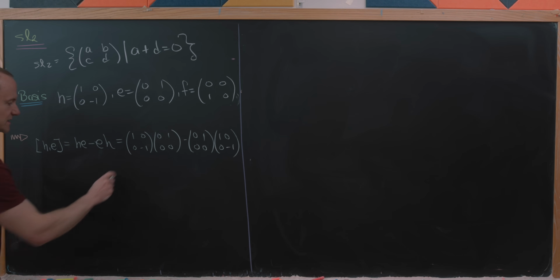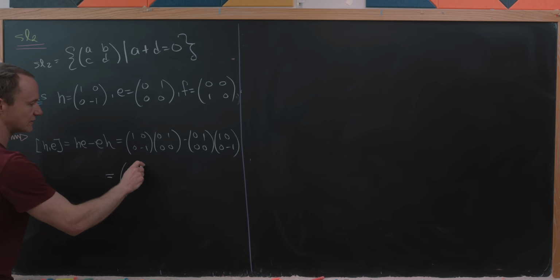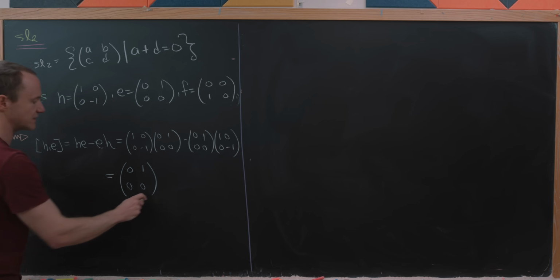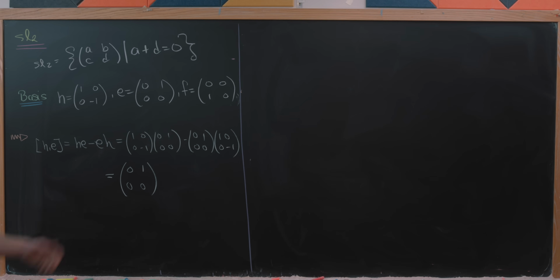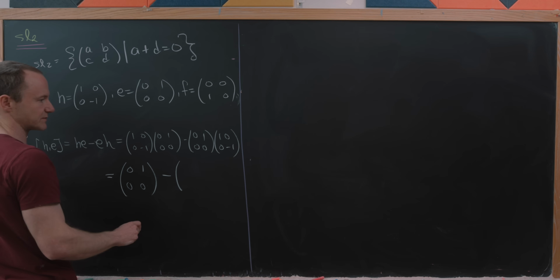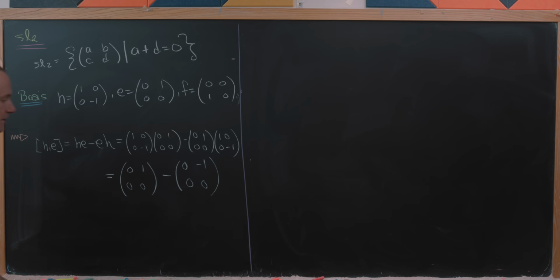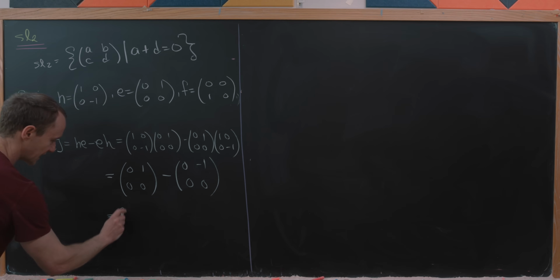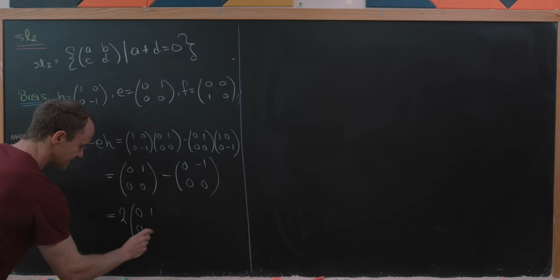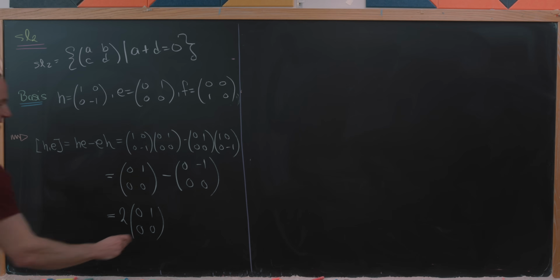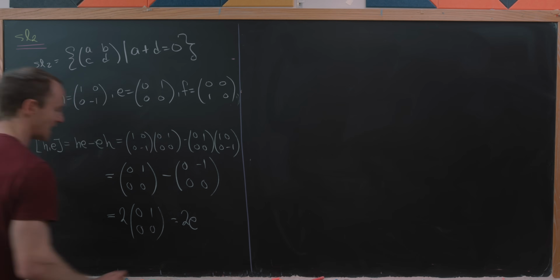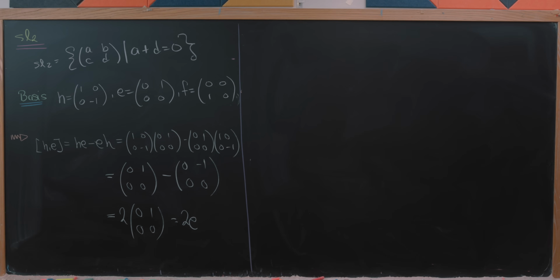So let's see, for this first one, we'll have 0, 1, and then 0, 0. So notice that all the bottom row is just 0, and we get a 1 in the upper right. And then from that we need to subtract. Well, that turns into 0, minus 1, 0, 0. But now if we put that together, we're going to get 2 times 0, 1, 0, 0. I think that's pretty clear. But that's equal to 2 times E. And that gives us our bracket relation of H with E.